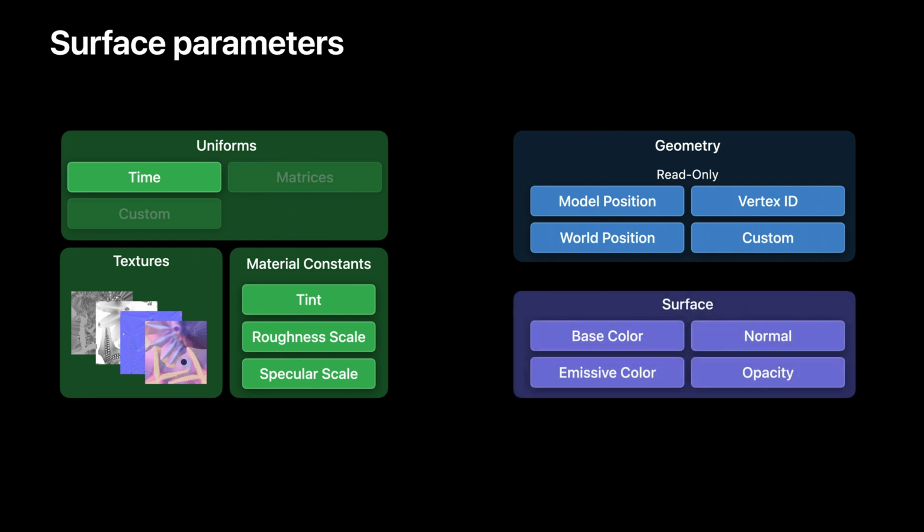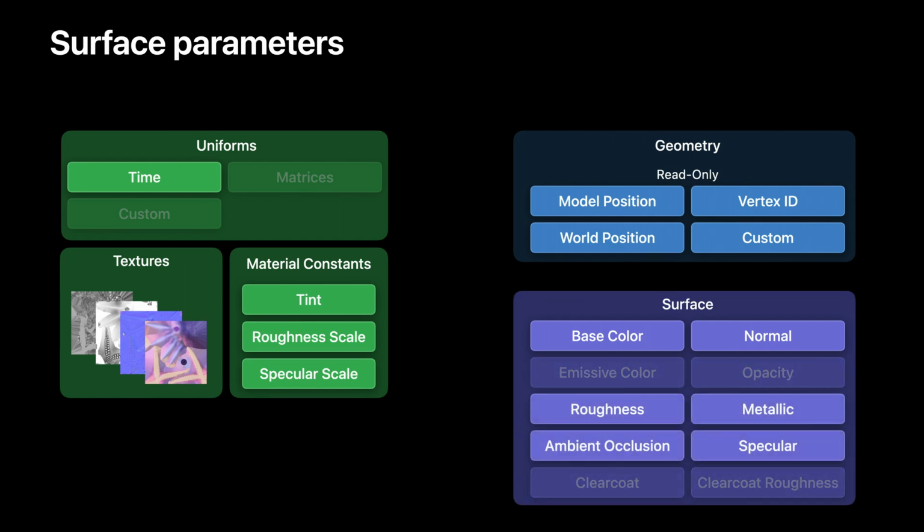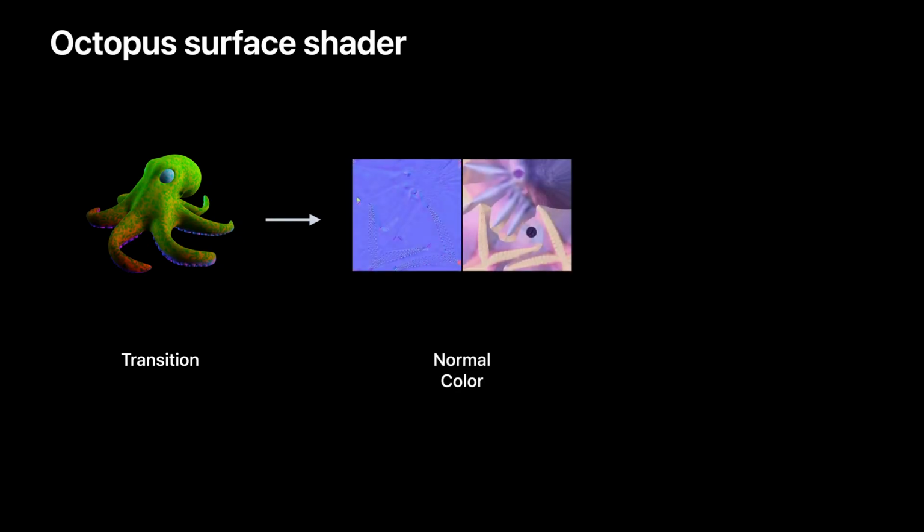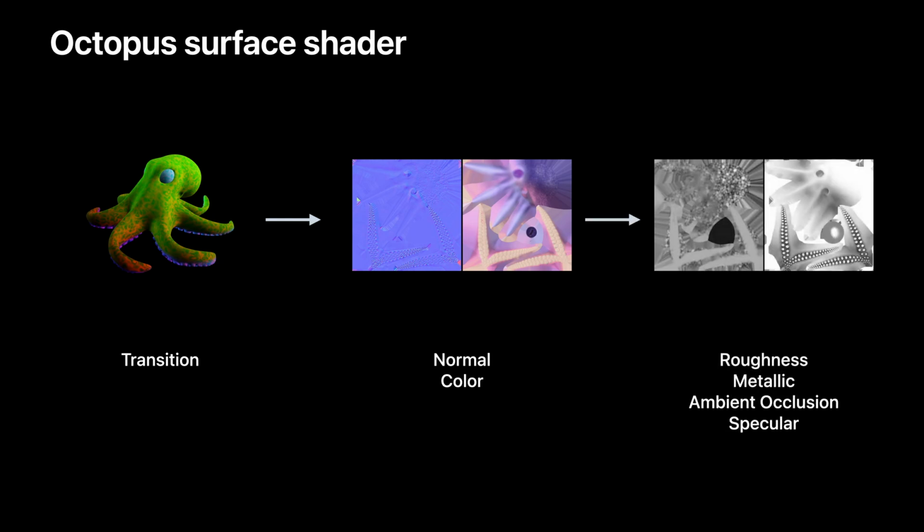A surface shader writes a surface structure. Properties start with default values, and we're free to calculate these values in any way we see fit. We'll be calculating base color and normal, then 4 surface parameters: roughness, metallic, ambient occlusion, and specular. Now that we know where our values live, let's start writing our shader. We'll do this in 3 steps. First, calculate the transition value, where 0 is a fully purple octopus and 1 is fully red. Using the transition value, we'll calculate color and normal, and then fine-tune by assigning material properties.